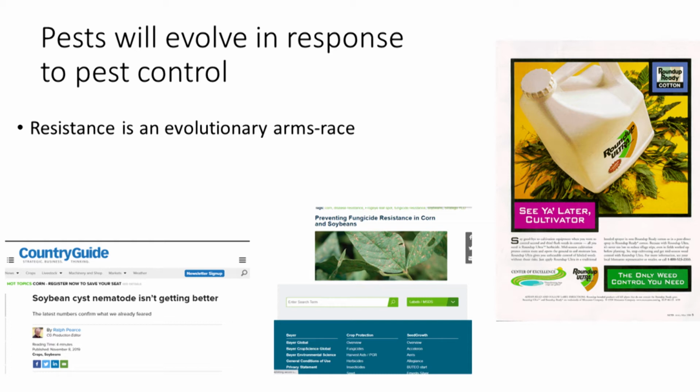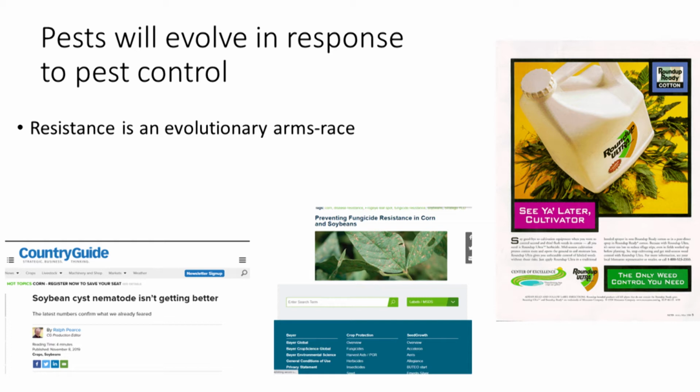Then you have preventing fungicide resistance in corn and soybean. So that would be fungal diseases if you're repeatedly applying the same mode of action year after year. If you have a simple rotation, then you're going to be increasing selection for fungal diseases resistant to those fungicides. And here we have an ad from the 1990s actually, like a newspaper ad from Roundup Ready.